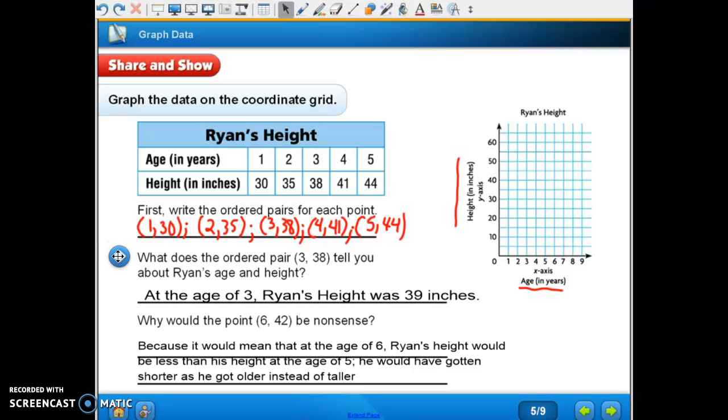What does the ordered pair 3, 8 tell you about Ryan's age? So what does this tell us? It's pretty simple. He was 38 inches when he was 3 years old, he was 38 inches tall. Oops, I typed 9 instead of 8. Go ahead and stop your recording and why would the point 642 be nonsense? Let's go ahead and graph our points.